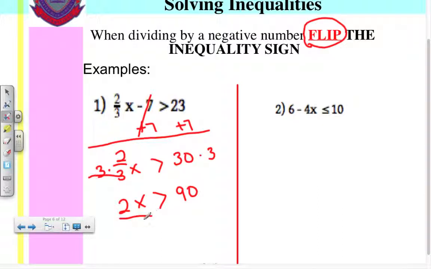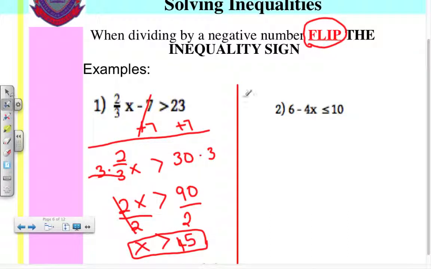Simple one-step equation. Divide by 2 on both sides. The 2's are out. X is greater than 45. Always box your answers. Let's see the second question. 6 minus 4x is less than or equal to 10. So, grouping my like terms, minus 6 on both sides. The 6's are out. Minus 4x is less than or equal to 4.